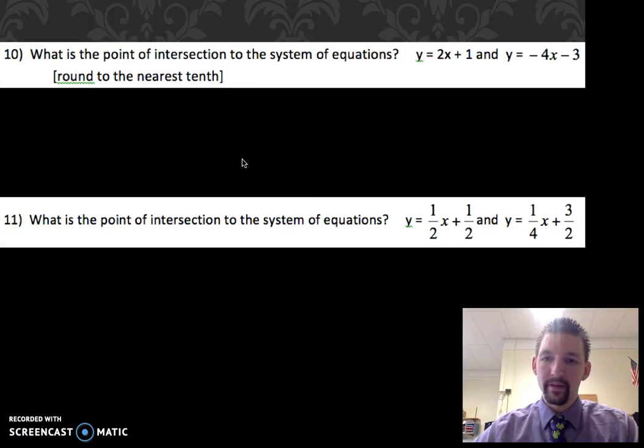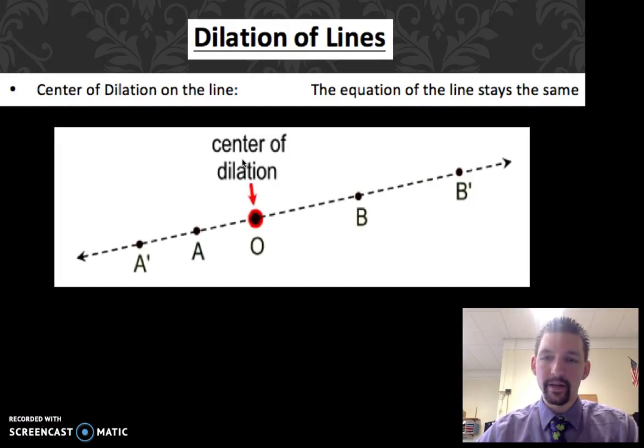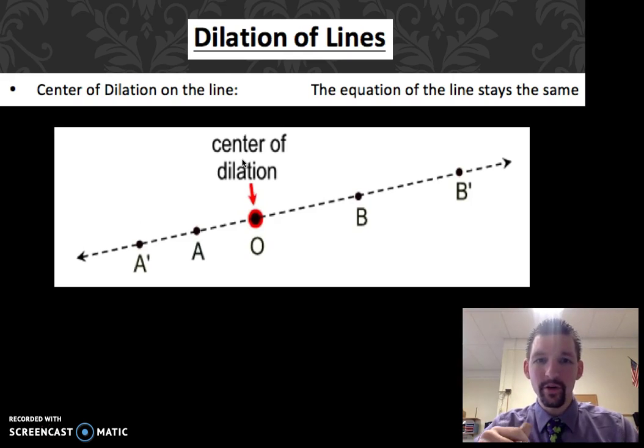Okay. The new part here is dilations of lines. And this is super easy, so we've talked about dilating shapes before. Now we're going to look at dilating lines. Since lines go on forever in both directions, you can't really change their size, but the location of the line can change. So if the center of dilation is on the line, it's super easy. The equation of the line just stays exactly the same.